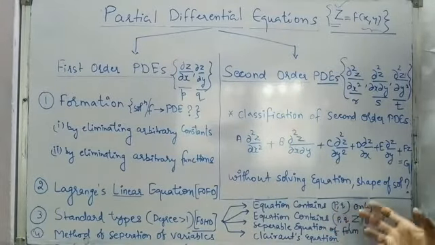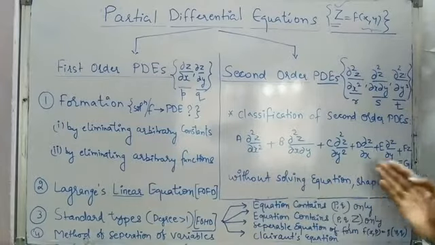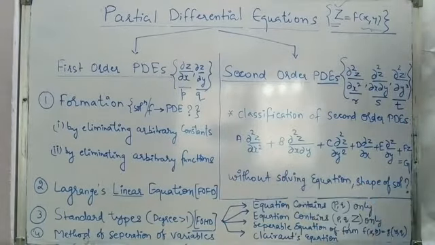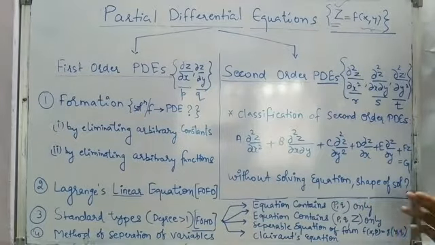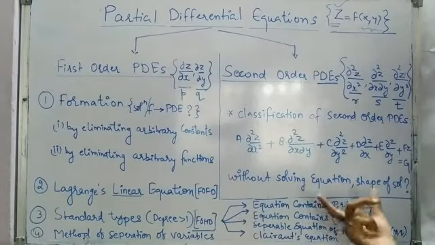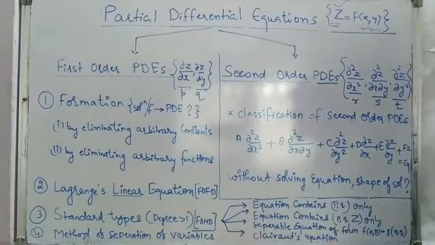And in the case of second order, as I already told, we are going to talk about only classification, that if this is the standard form of our second order partial differential equation, a dou 2z by dou x2, b dou 2z by dou x dou y, plus c dou 2z by dou y2, plus d dou z by dou x, plus e dou z by dou y, plus fz is equal to g. So if we are having the equation of this particular general form, how are we going to tell what is going to be the shape of the solution?